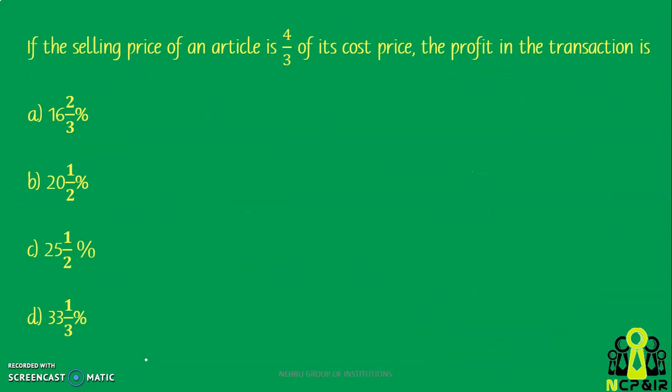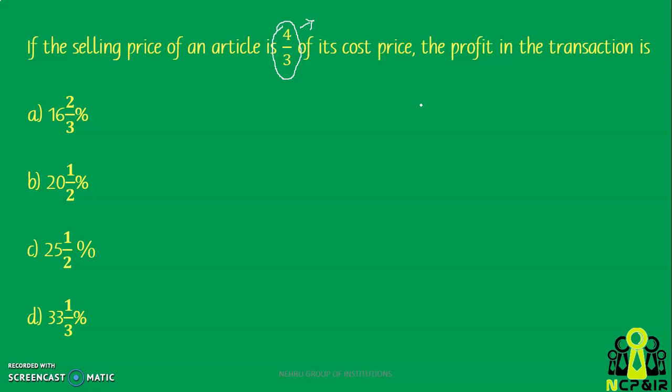If the selling price of an article is 4 by 3 of its cost price, then find the profit in the transaction. So here, as we discussed earlier, a profit can be measured in terms of a fraction also. Instead of giving the percentage, they are giving the fraction. So I'll give you a simple way of solving this type of problem. Again, here they are telling selling price of an article is 4 by 3 of its cost price.